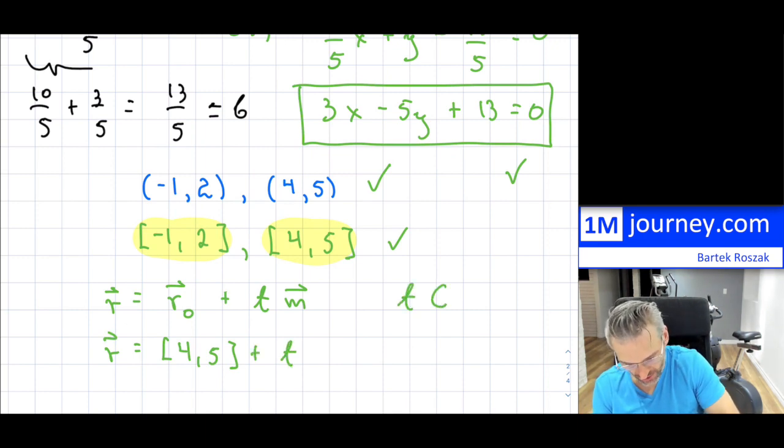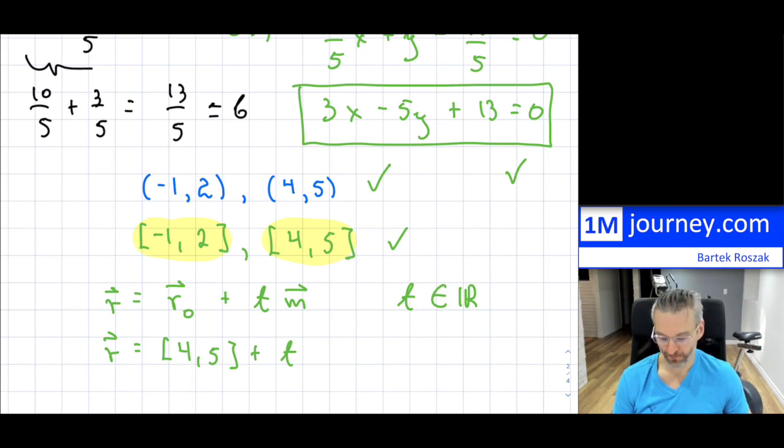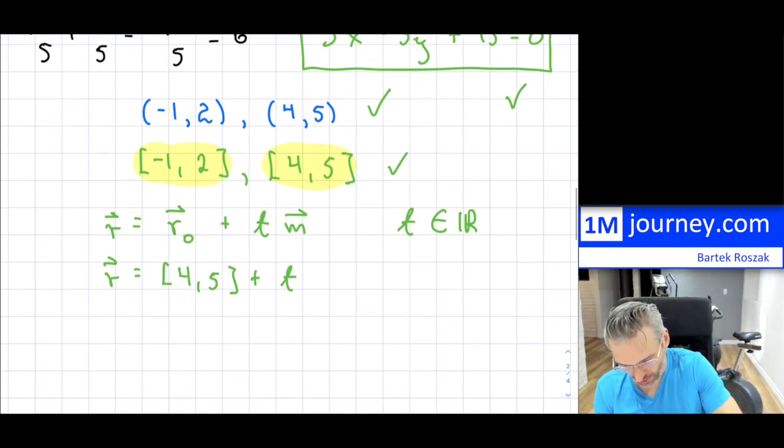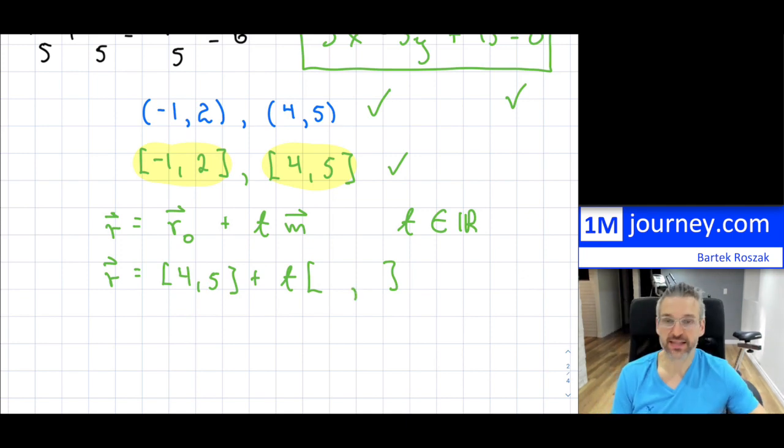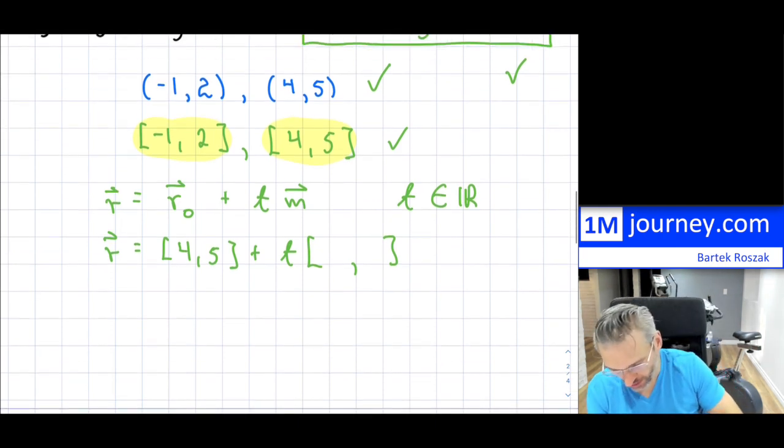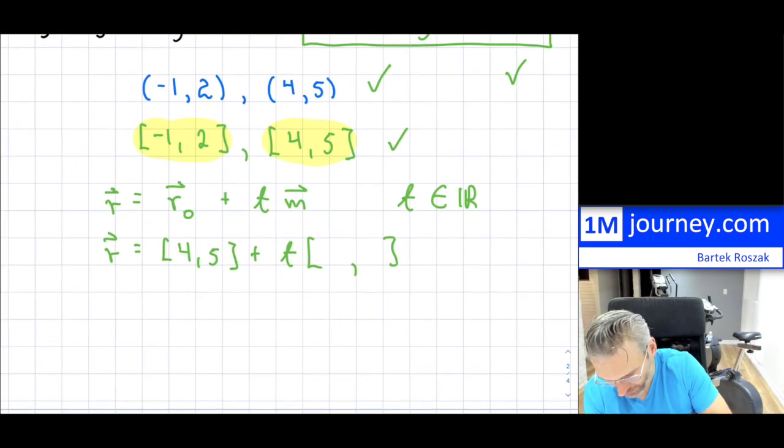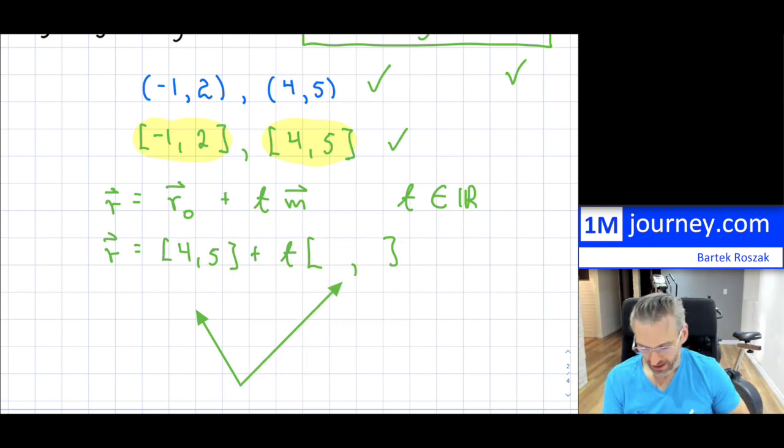This t, I know, is going to be an element of the real number line. And now my m, what is this m going to be? Well, the easiest way to do that, if you recall, if you have two vectors, let me just guess, -1 and 2. This one is going to look like this, and then 4 and 5. That one is going to be something like this, except much bigger. I just don't want to write over it. But they're going to look something like this.